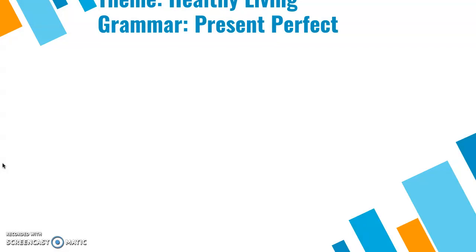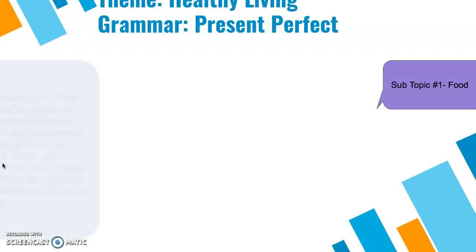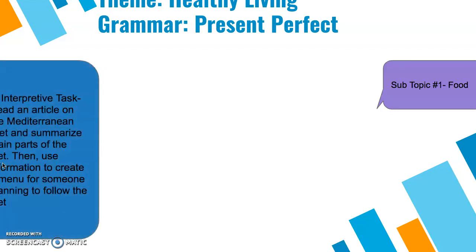I feel like we can talk about it for ages, but if you don't see examples, it makes it a little more abstract. So in my Spanish 3 class, our goal is intermediate mid. It's a high intermediate high, strong intermediate mid, heading towards that high range. And so we looked at the present perfect. We did a bunch of tweets and a teacher-made presentation where they co-constructed present perfect. So under the healthy living umbrella, I'm looking at food as my first subtopic. First I did an interpretive task where they read about the Mediterranean diet, summarized the main parts of the diet, and used the information to create a menu for someone following that plan.